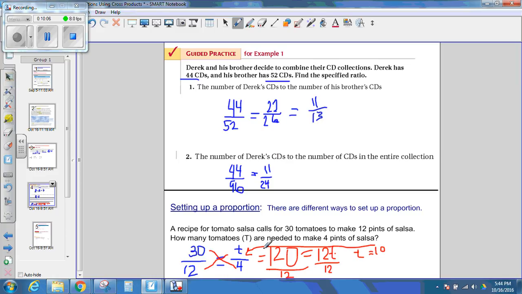Now for this one, we maybe didn't need to use a cross product because we know that if we divide 12 by 3, we get 4. So we have to do the same thing with 30. Divide 30 by 3, we get 10. 10 tomatoes.